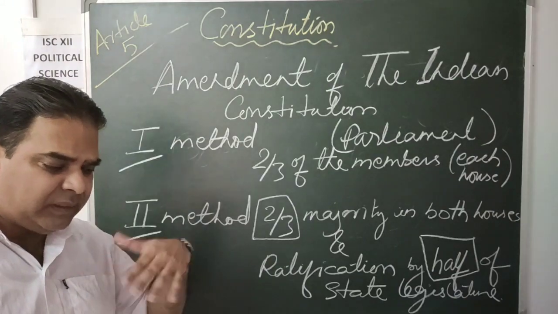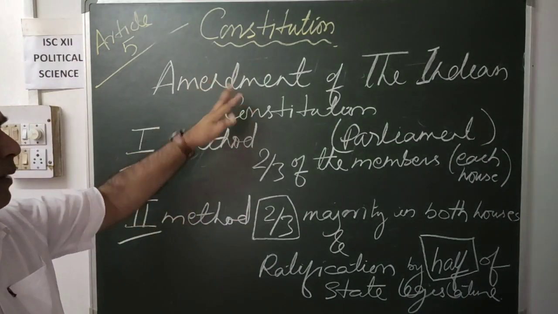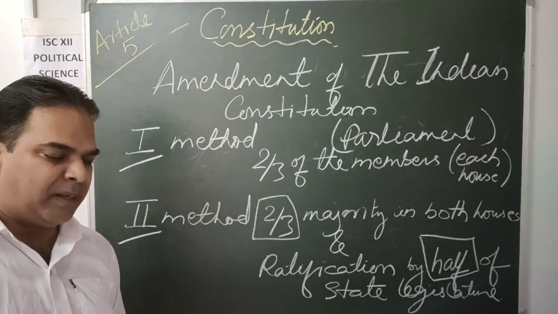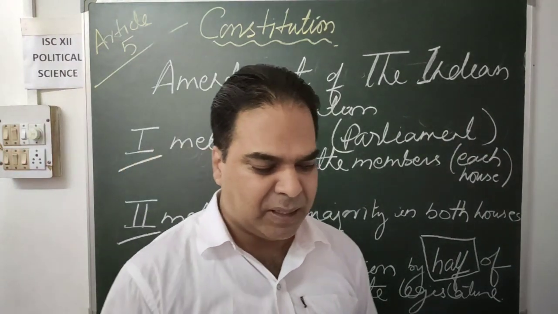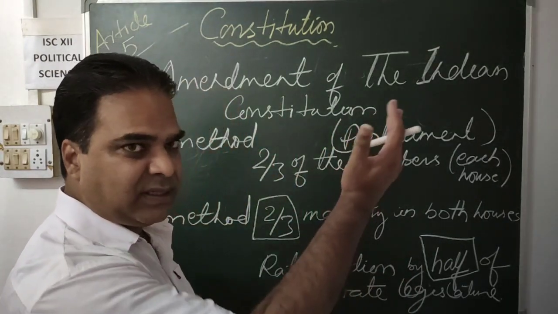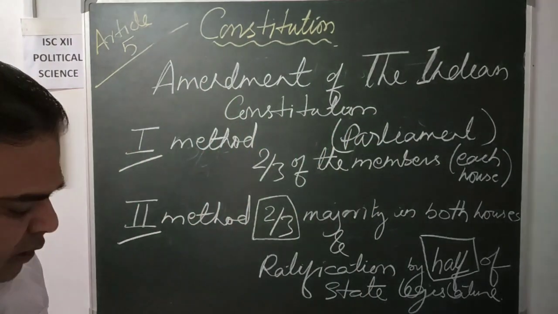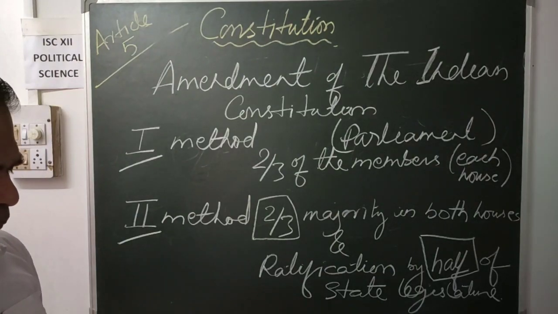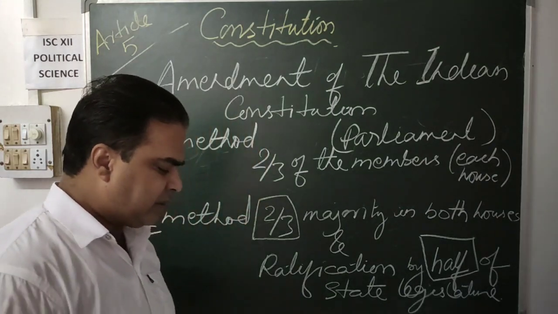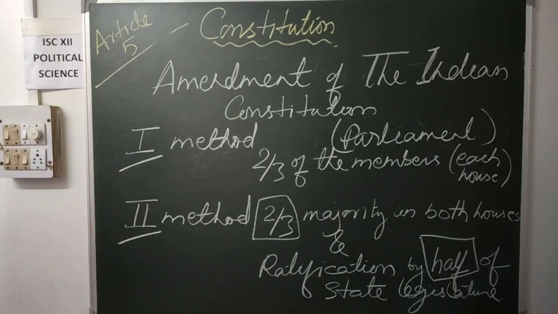Now the first method, which is done in a very simple way by simple majority of both the houses. So which are the provisions? Once again, I have given it over here. You go through it once. The provisions which can be done in a very flexible way are, you can see over here, Articles 2, 3, 4, providing for the admission and establishment of new states.